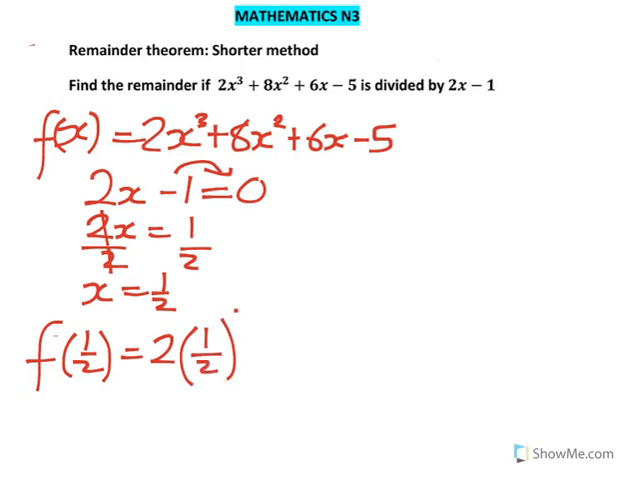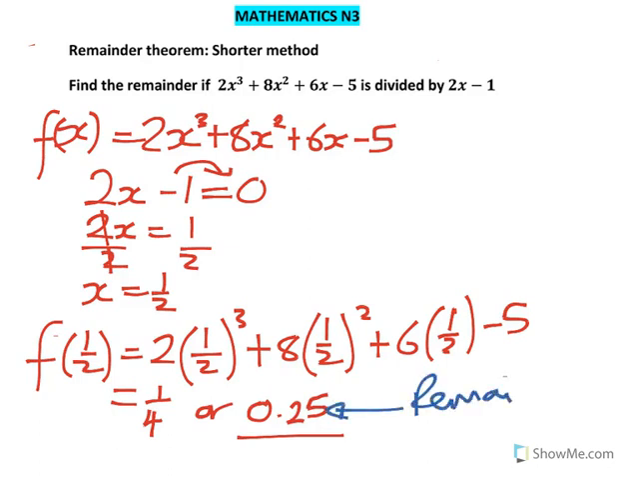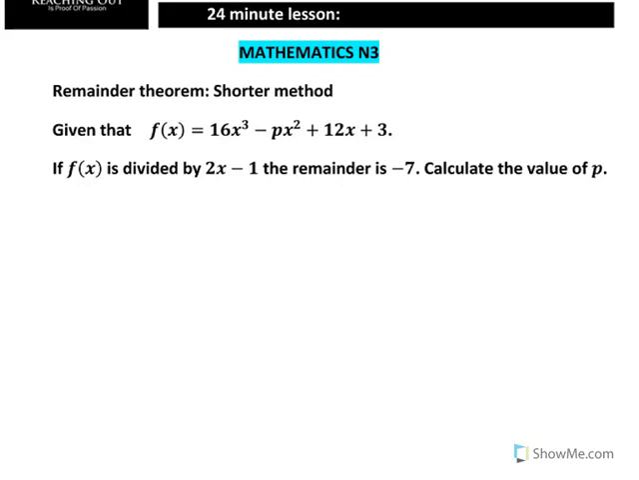Then you're going to take that f of half and put it into the f of x. You're going to have half cubed plus 8 half squared plus 6 half minus 5. Now when you simplify that, this is what you'll get. After simplifying it, I got 1 over 4, or if you put it as a decimal, you press SD in your calculator, you get 0.25. Then it means the remainder is 0.25, because they asked you to find what? Find the remainder. So the remainder is 0.25. Now let us look at the next one.